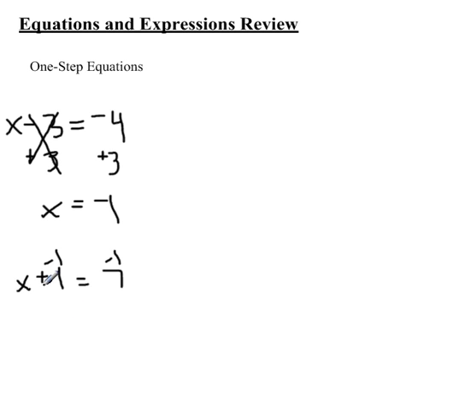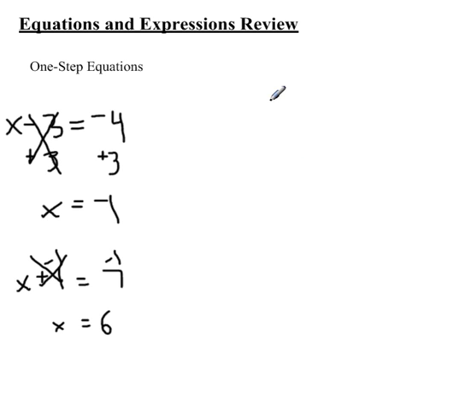Since 1 was added to x, I'm going to undo that by subtracting 1 from both sides. The result that gives me is that these cancel again, so I'm left with x on the left. 7 minus 1 gives me 6 on the right. And again, since it's a one-step equation, that's all there is.